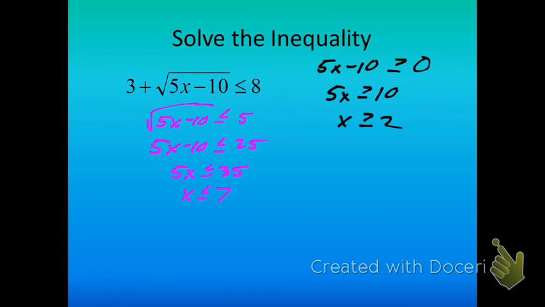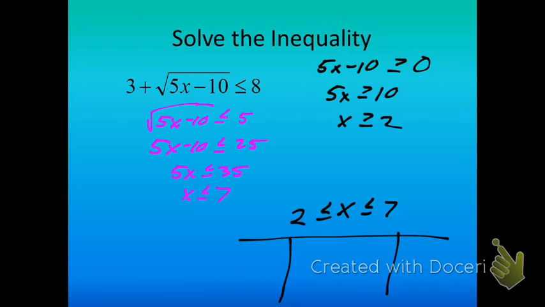Now the way this sets up is, if you can read the inequalities, you have x being greater than or equal to 2, and x being less than or equal to 7. That sets up as an and inequality. So that's the way you're going to set it up in your answer. So you have 2 less than or equal to x less than or equal to 7.